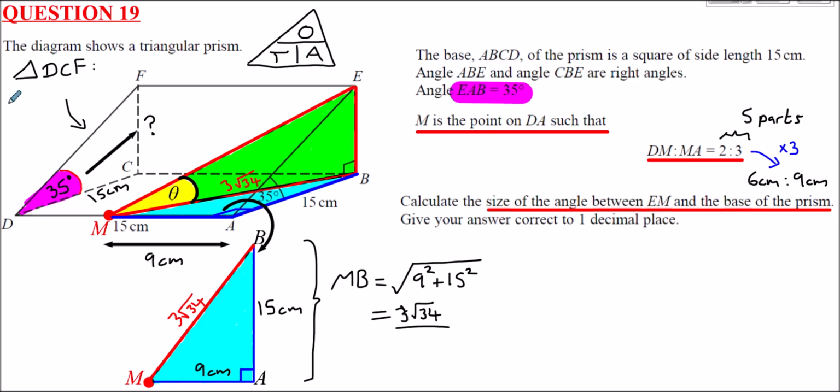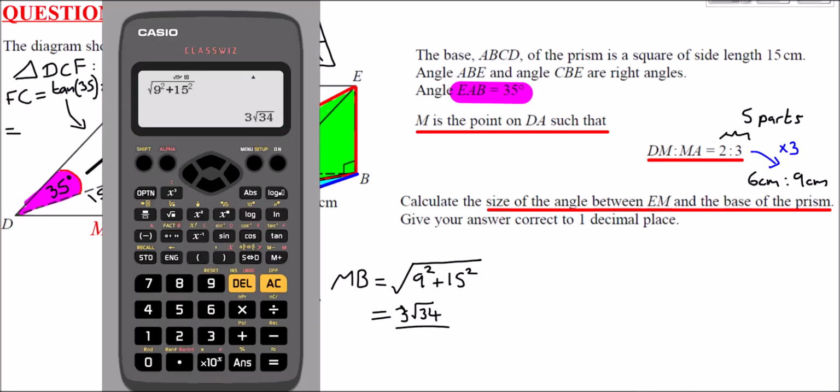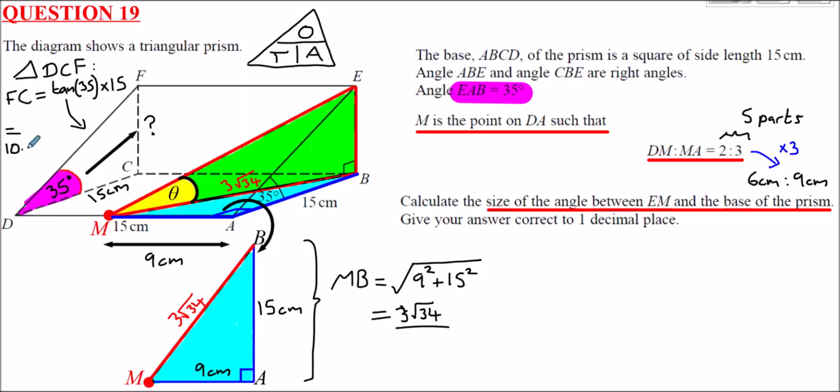So considering triangle DCF, the size of the line from F to C is going to be tan 35 multiplied by 15. So let's see what this gives us. Tan of 35, close the bracket off, then multiply by 15, and we get 10.503 and so on. I'm not going to round this number prematurely. I'm going to leave all of this on the calculator. So 10.503. What else do we have?